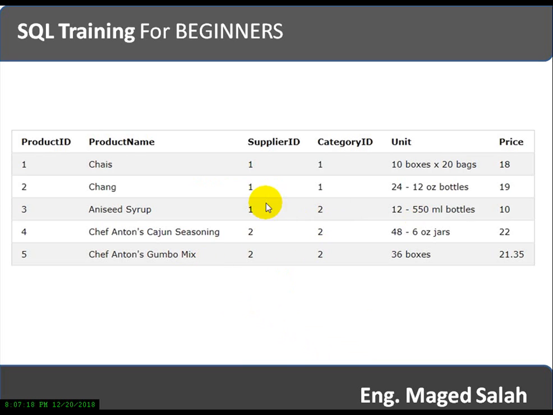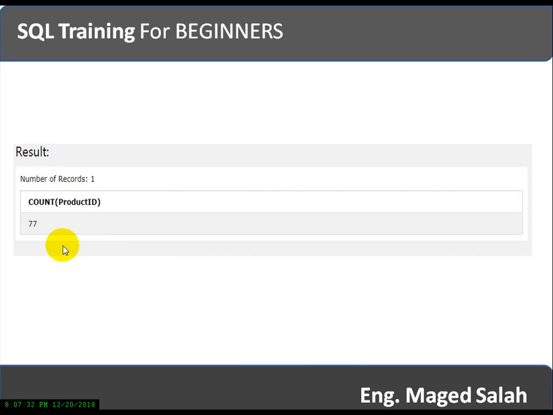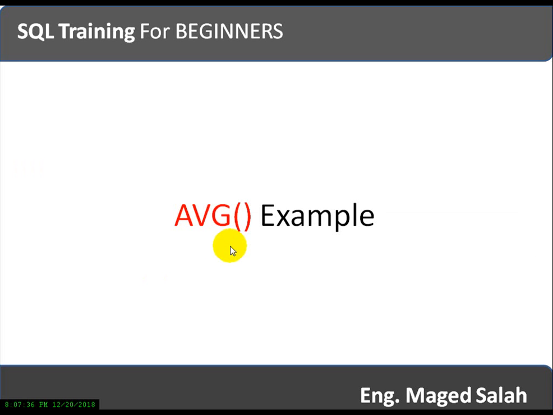We have the table Products: product ID, product name, supplier ID, category ID, unit price. Count example: SELECT COUNT(product ID) FROM products. The count is 77 for the result.